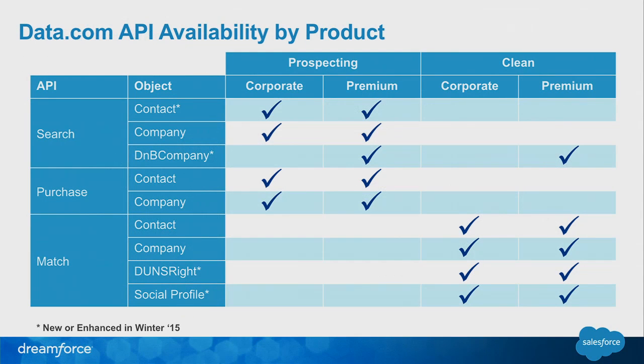So just as a level set in terms of the Datacom APIs, we have two different sets of APIs and two different products today. We have our prospecting application and we have our clean application. You primarily get a search and purchase API with our prospecting application, and you get a match API with our clean application. And we'll get into the details of how search and match are similar, but actually different in terms of how we treat them.